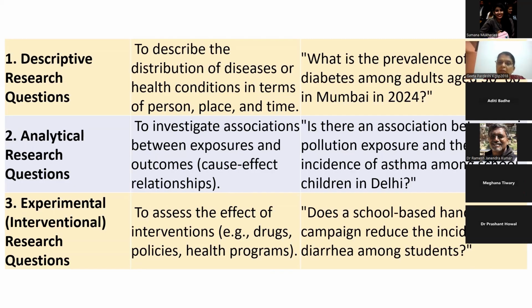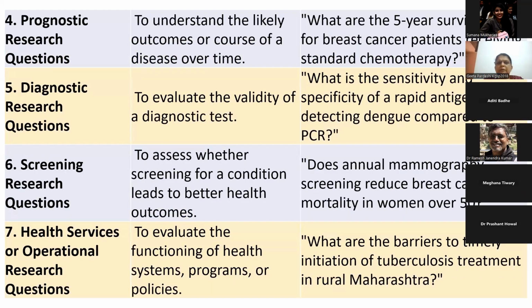Or it could be an analytical research question where you have identified specifically the exposure and the outcome, or the independent and the dependent variable, and you are just trying to understand the association between two specific variables. It could be an experimental research question where you want to see the effect of the interventions. Then you have the prognostic type of research questions where you want to see the prognosis of the disease over a period of time. It could be a diagnostic or a screening test research question where you want to assess the validity of a diagnostic or a screening test.